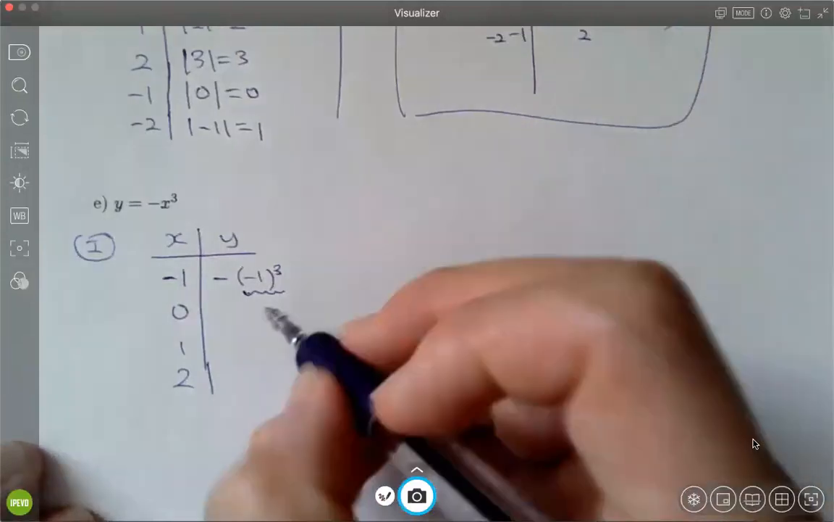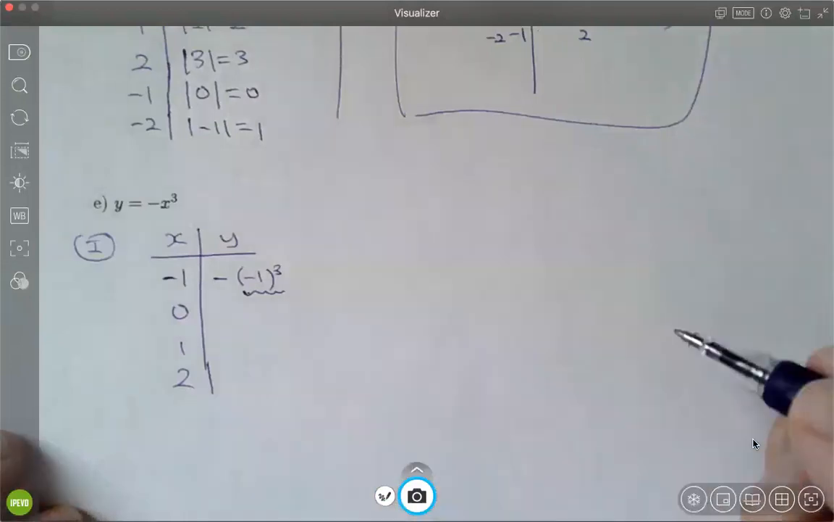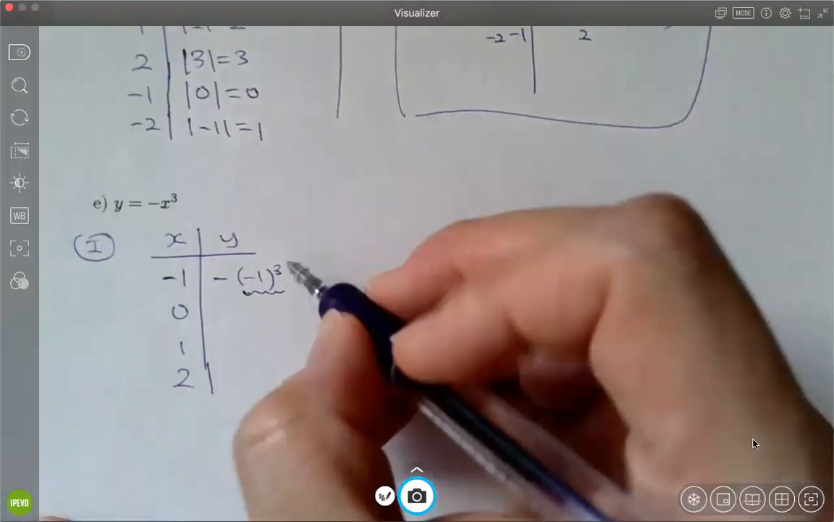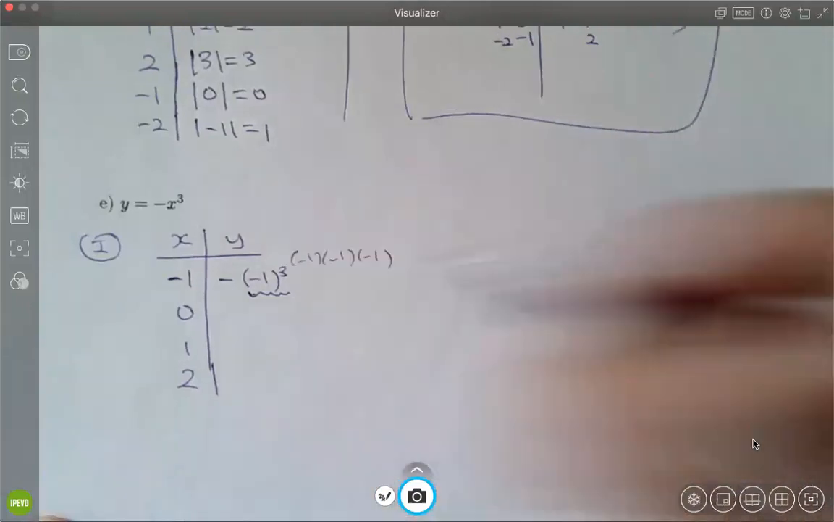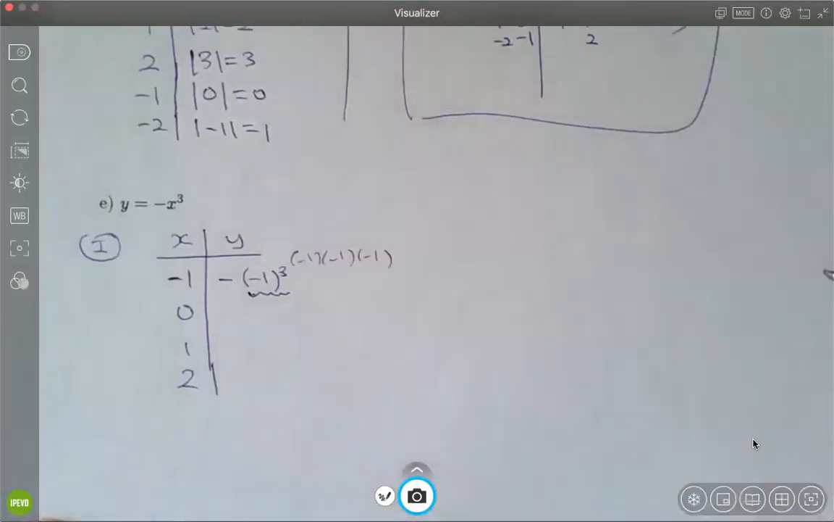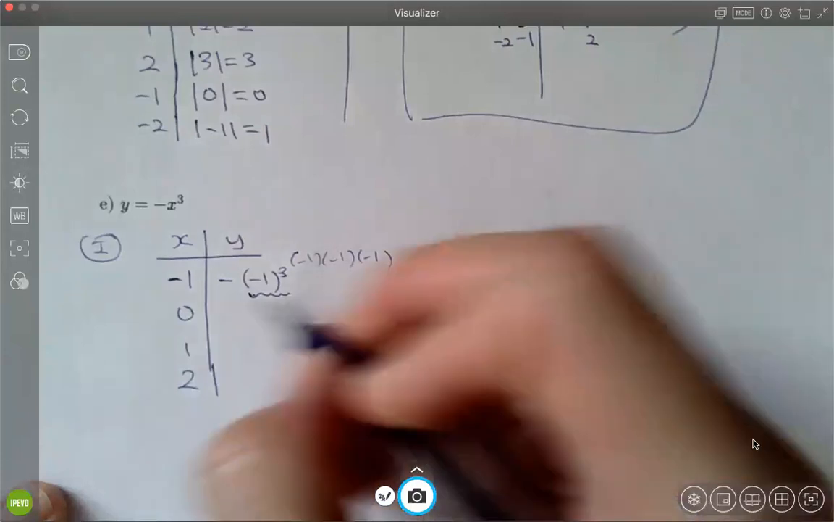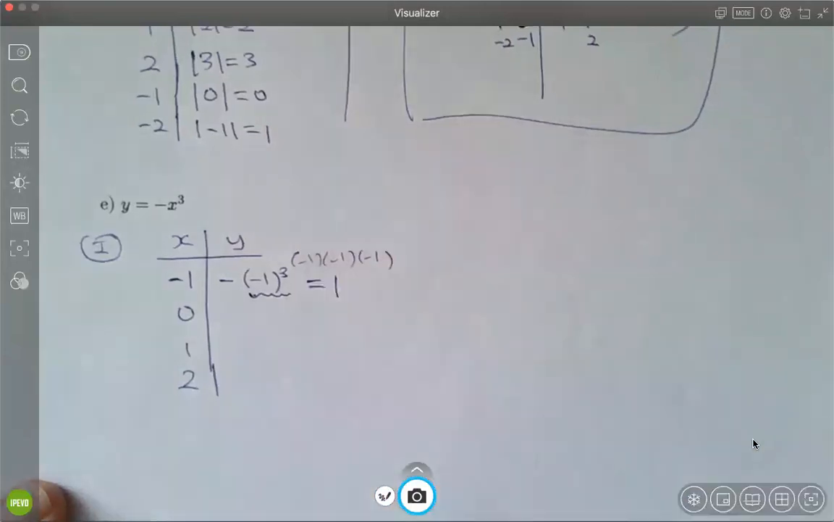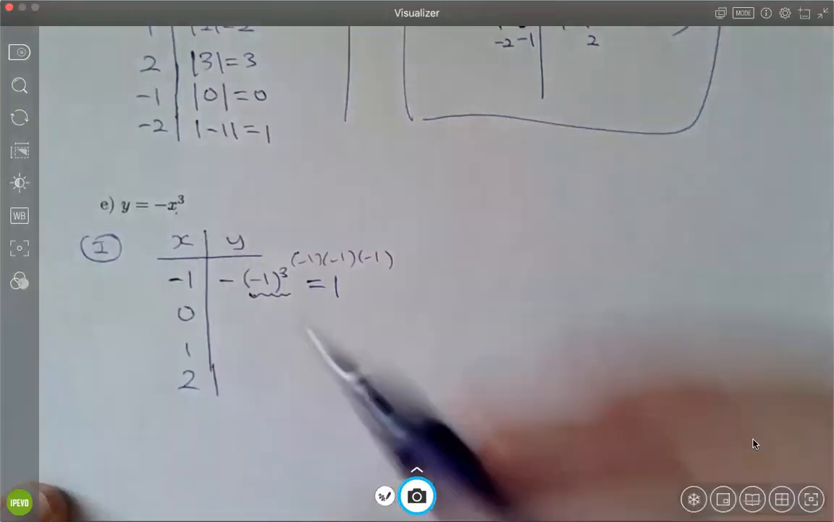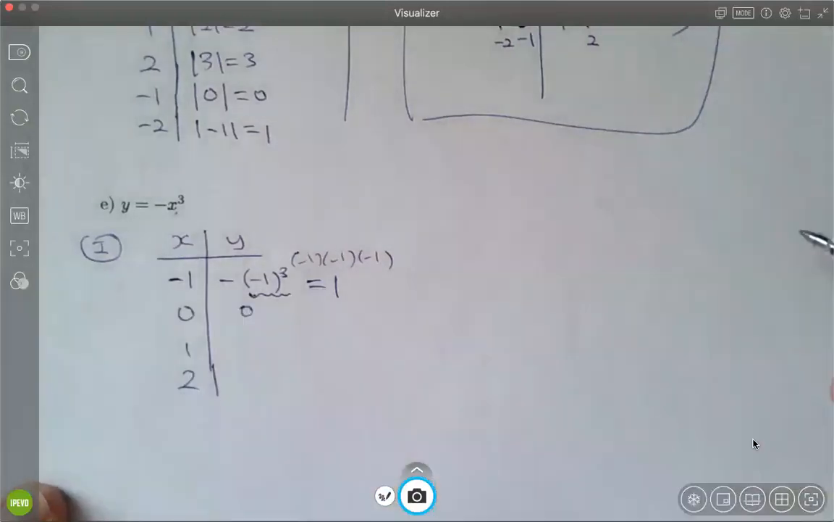-1 cubed. So what is that? -1, -1, -1, right? And what is that? -1, right? Okay, and now there's extra negative sign in front. So in total, this implies what? +1, right? Okay, and now when x is 0, we just have 0, right? Okay, so that's very easy.